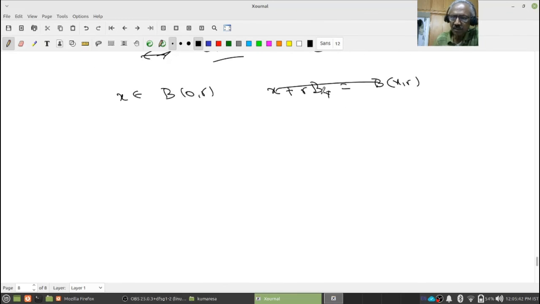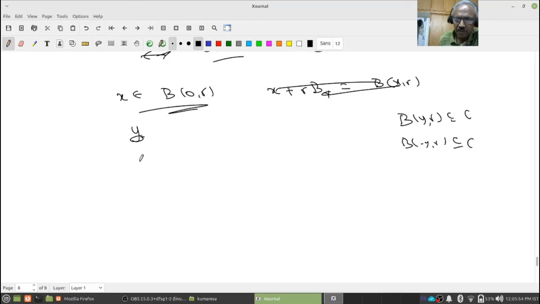Okay, let me do that. See, we know that B YR is contained in C, right? And B of minus YR is contained in C. And let X belong to this. Let's look at Y plus, maybe I will use some other notation. I don't want to use X. I'm sorry if I'm confusing. Let Y plus Z. I want to say B0 is contained in C, right? So start with any Z, I will say it is in C. Now let's look at Y plus Z.